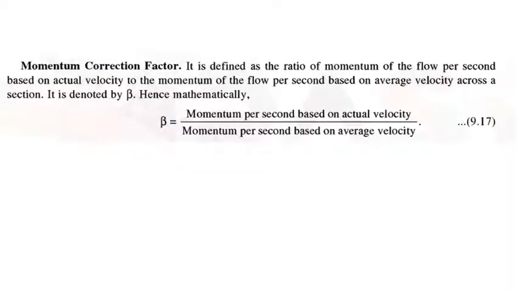Then the momentum correction factor is the ratio of momentum of the flow per second based on actual velocity to the momentum of the flow per second based on average velocity across a section, and is denoted by beta. So momentum per second based on actual velocity divided by that based on average velocity is the momentum correction factor.